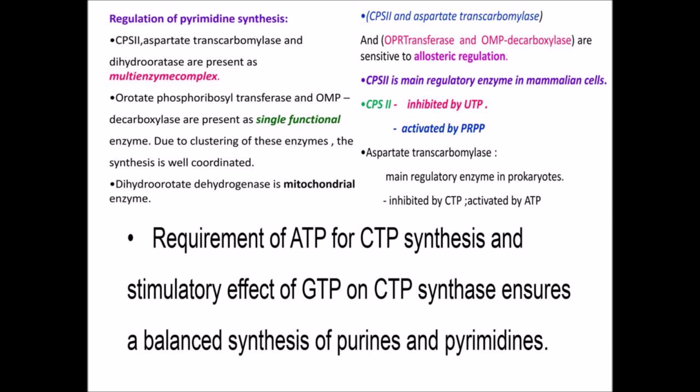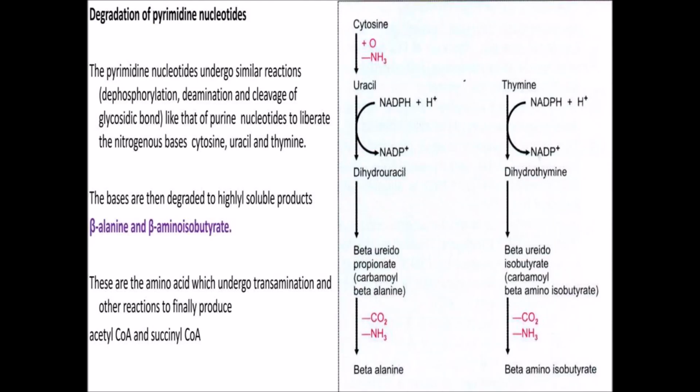CPS2 is the main regulatory enzyme in mammalian cells. CPS2 is inhibited by UTP, activated by PRPP. Aspartate transcarbamylase, the main regulatory enzyme in prokaryotes, is inhibited by CTP, activated by ATP. Requirement of ATP for CTP synthesis and stimulatory effect of GTP on CTP synthetase ensures a balanced synthesis of purines and pyrimidines. Here is the degradation of pyrimidine nucleotides.